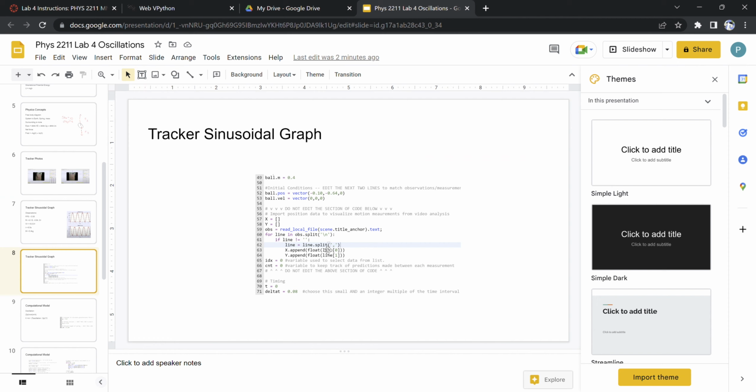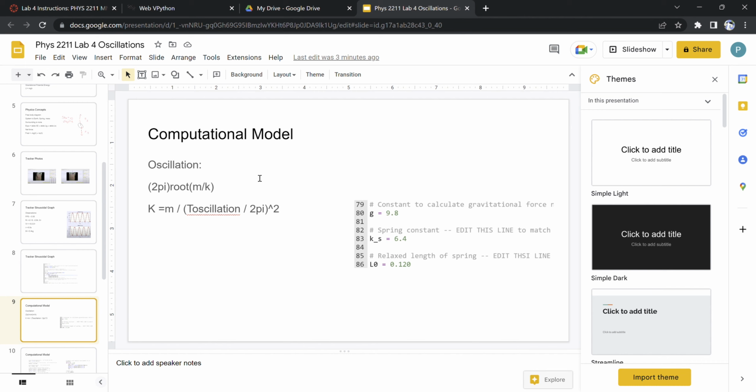Alright, the sinusoidal graph. This is just the images of the code. We see that the vector has been changed, the mass has changed. For my computational model, I just imported the ks I found and the initial length. We know that this k is equal to mass divided by the oscillation period over 2 pi, squared. And the oscillation period is 2 pi times the root of mass divided by k.